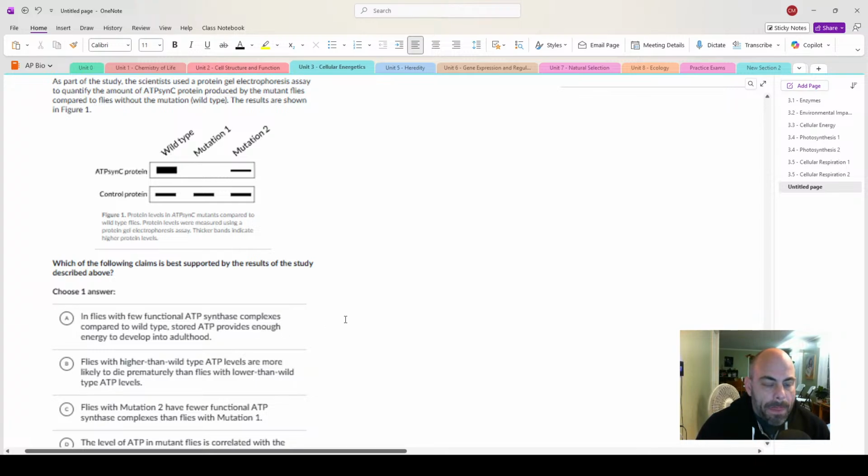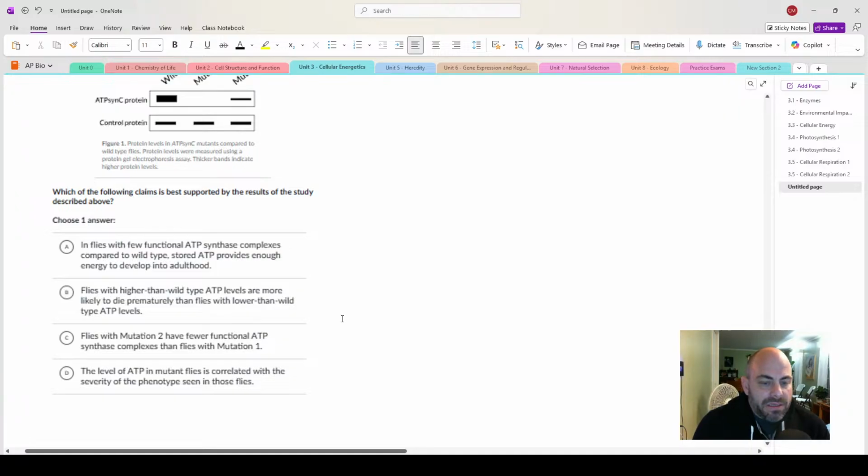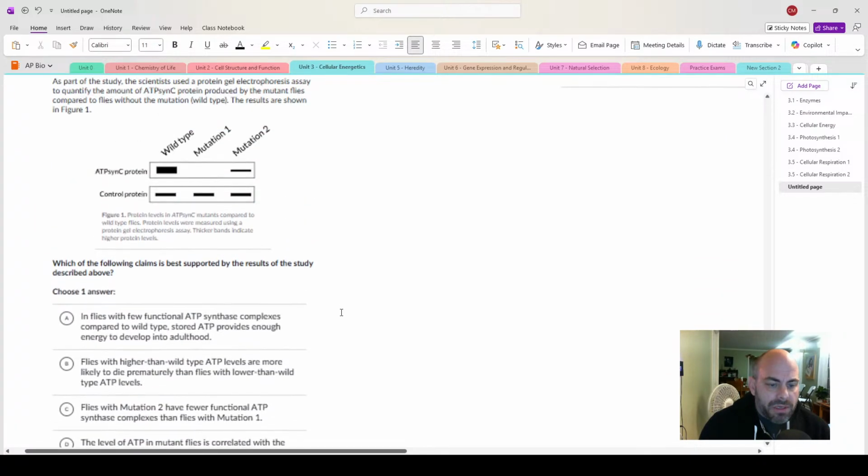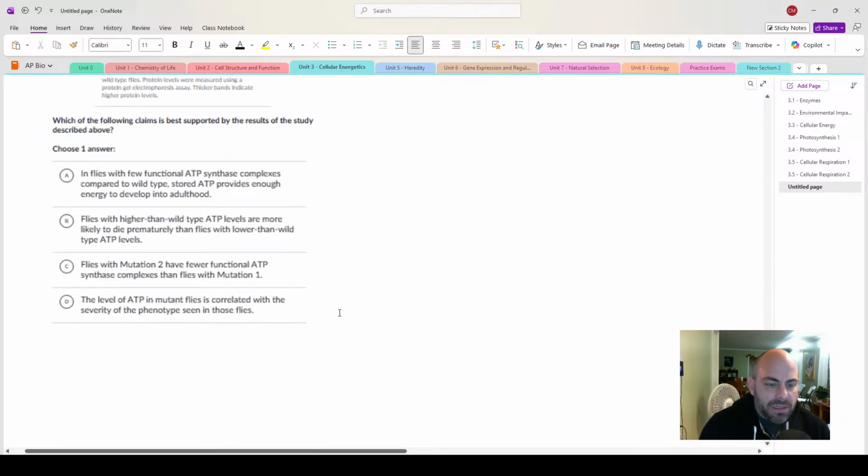by the study above. In flies with few functional ATP synthase complexes compared to the wild type, stored ATP provides enough. Nope, ATP is not stored. Flies with higher than wild type ATP levels are more likely to die. Flies with mutation 2 have fewer functional ATP synthase complexes. The level of ATP in mutant flies is correlated with the severity of the phenotype seen in those flies. I'm going with D. This question's weird, and I was having to think with my cat meowing in the background.